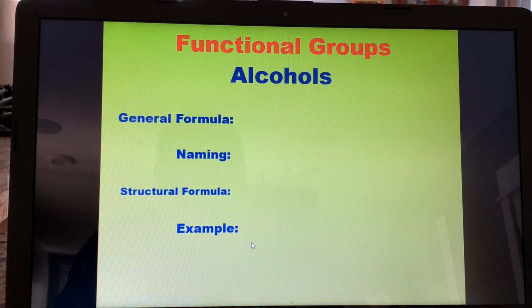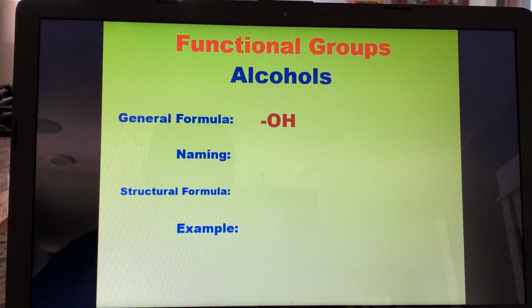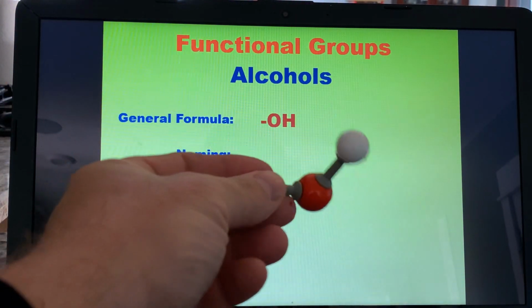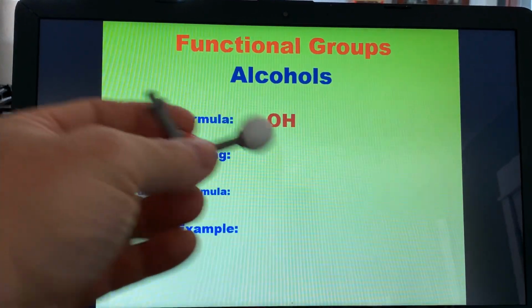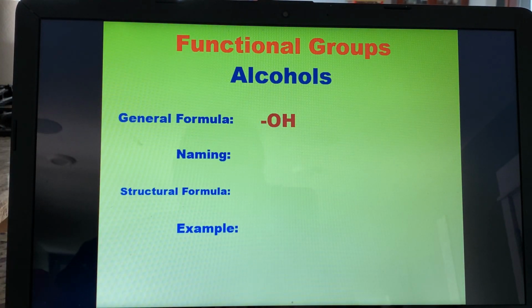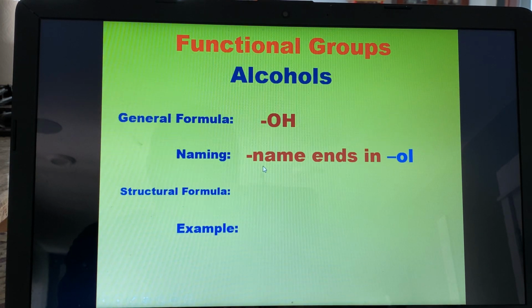Okay, good. Alcohols. Alcohols have an OH. If you remember, we learned the OH is one of those groups that you need to recognize. Here's the OH in terms of the sticks and spheres, and I'm holding where it can bond. The OH is called the hydroxyl group. Alcohols change the base name to end in OL. So methane becomes methanol. Ethane becomes ethanol.